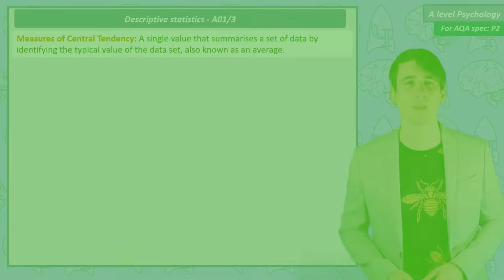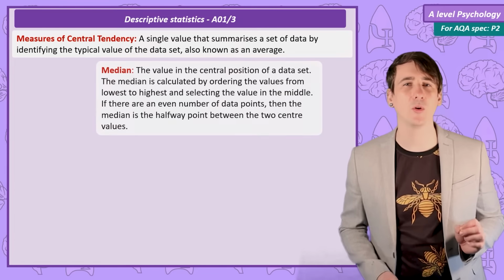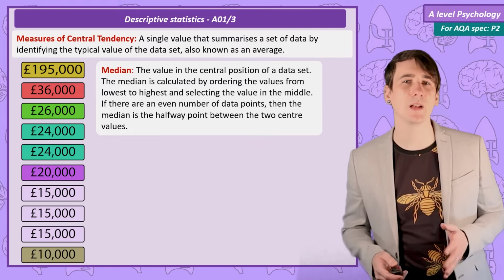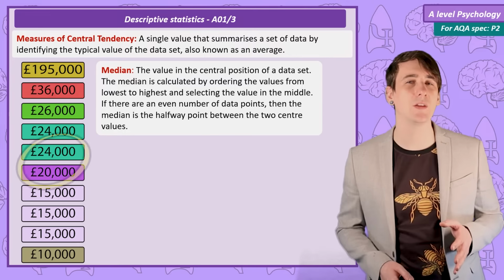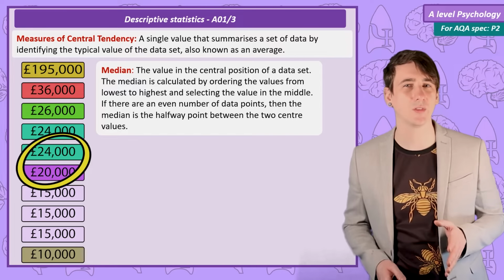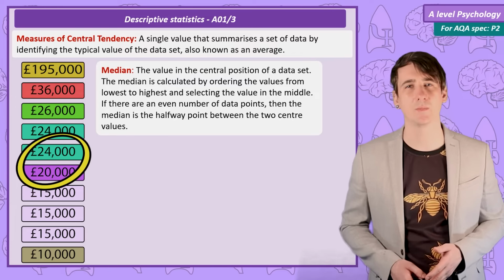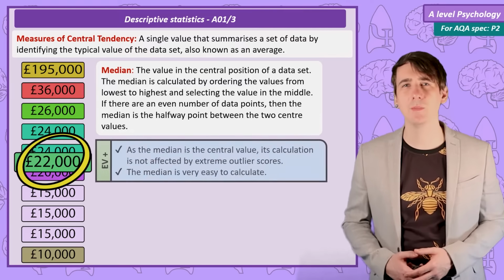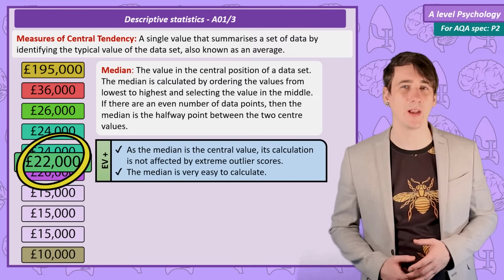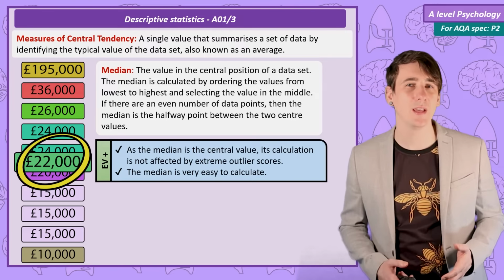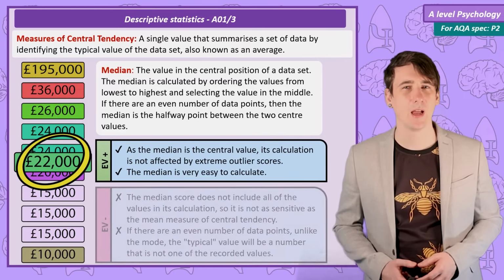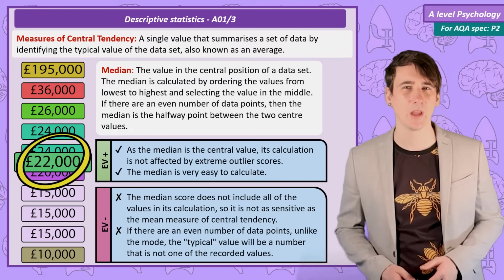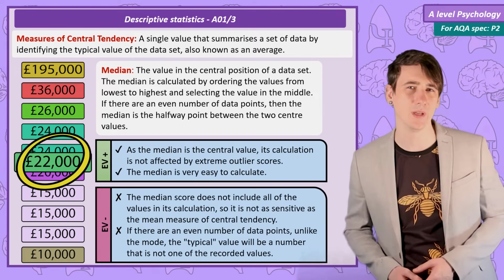Median. The median value is calculated by ordering the values from the lowest to the highest and using the number in the middle as the average. If there are an even number of data points, then take the two middle scores and it's halfway between the two. So in this case, the median value would be 22,000. Positives of the median are it's not affected by extreme outlier scores. Unlike the mode, it's very easy to calculate. However, criticism of the median are not all the raw scores are used in its calculation. So we'd say that it's not as sensitive as the mean.